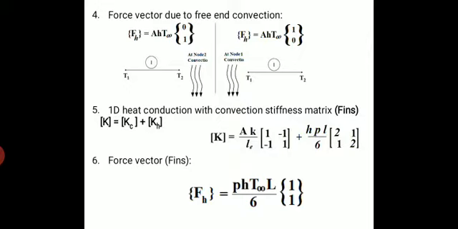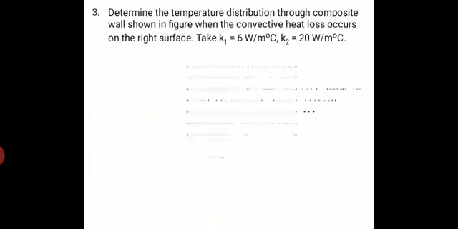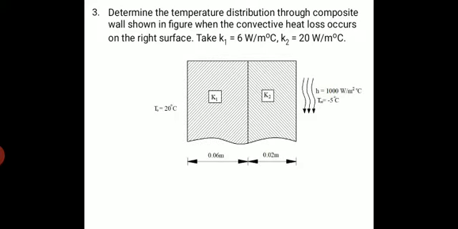This is the force vector. The fifth point, 1D heat conduction with convection stiffness matrix for the fins, I will discuss when a problem comes. Now we shall start with the same composite wall. Till now, what we discussed in the last class was three layers of three different thermal conductivities, K1, K2, K3. Now we are discussing only two layers, K1 and K2.